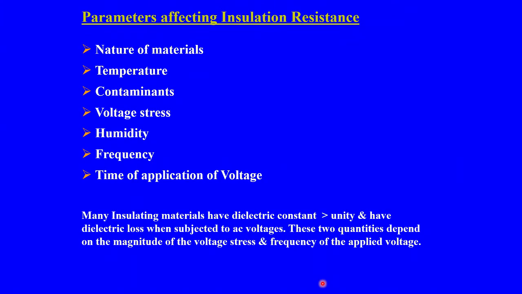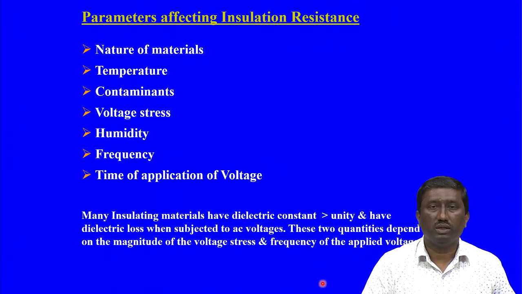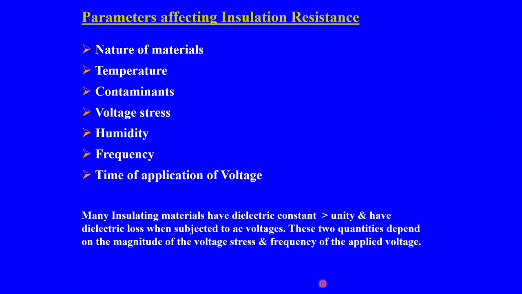So, the parameters which could affect the insulation resistance are the nature of materials which are being employed for the insulation, the temperature of operation of the material in the field, any contaminants, the voltage stress at which the material is subjected, the environmental conditions like the humidity, then the frequency of the applied voltage, whether it is AC or DC, then the time of application of voltage, how long the material has to sustain over a period of application of voltage.